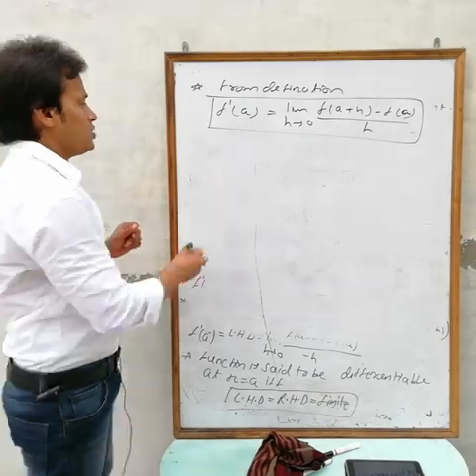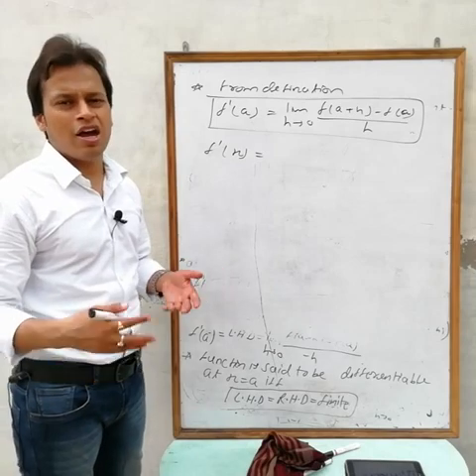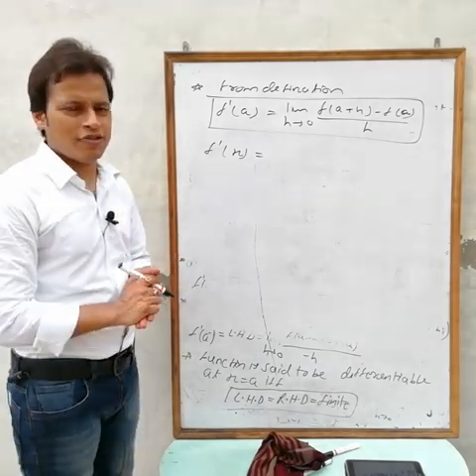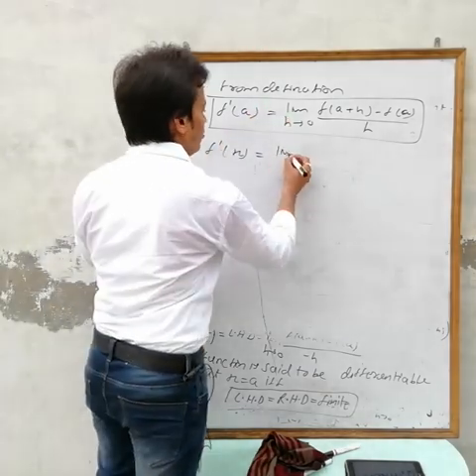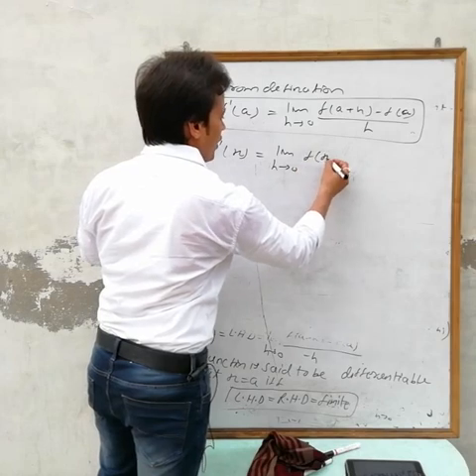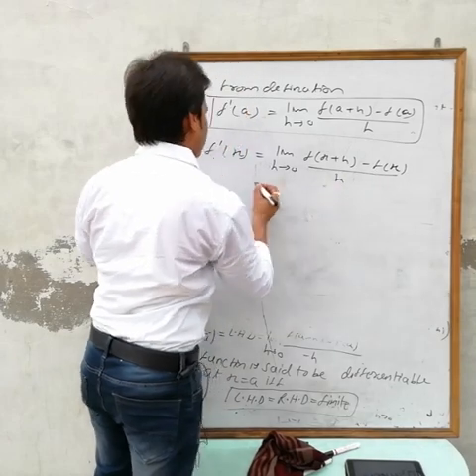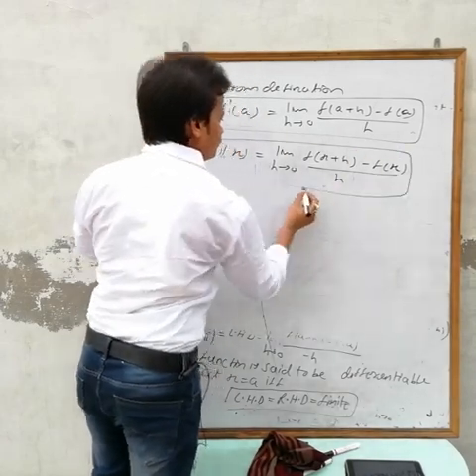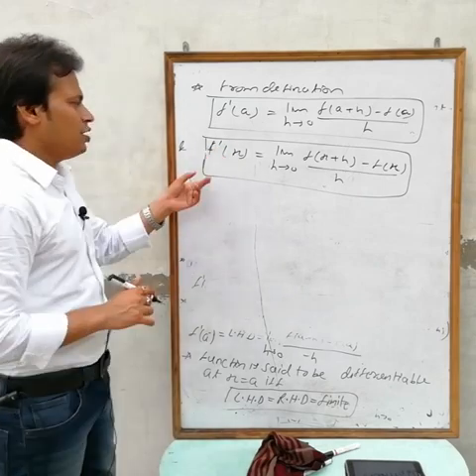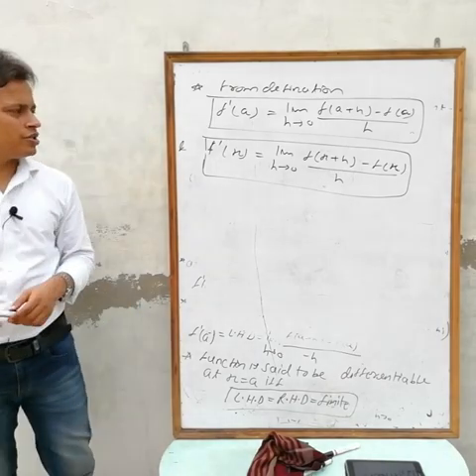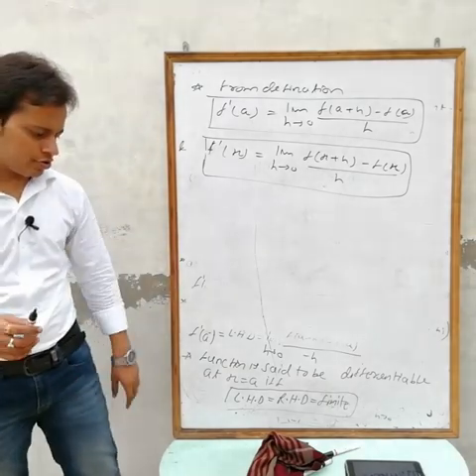Now again, suppose you want the derivative at a general point x, f dash x, the derivative of any function f(x), then just replace a with x: limit h tending to 0, f(x plus h) minus f(x) by h. And this is the first method, or first principle, of differentiation. f dash x equals limit h tending to 0, f(x plus h) minus f(x) by h. Okay, write down. Now we will take some questions.